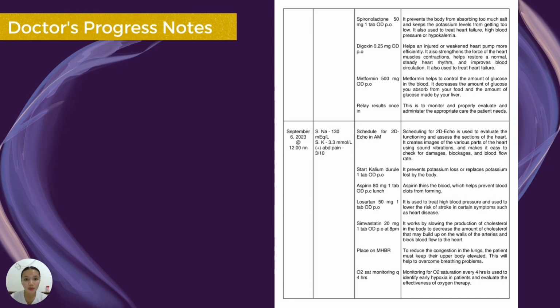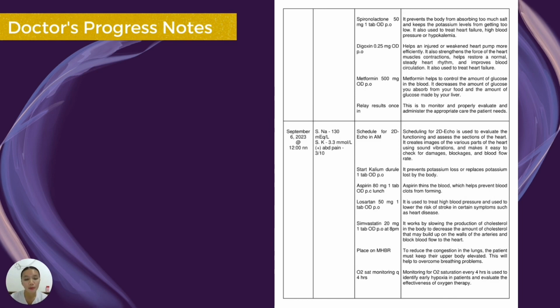So digoxin 0.25 milligram once a day per OS helps an injured or weakened heart pump more efficiently. It also strengthens the force of the heart muscle contractions, helps with restoring a normal steady heart rhythm, and also improves the blood circulation of the patient. It is also used to treat heart failure.